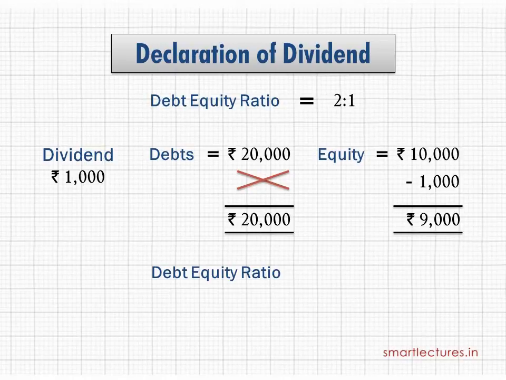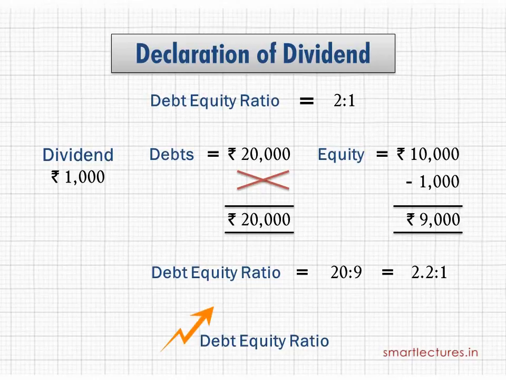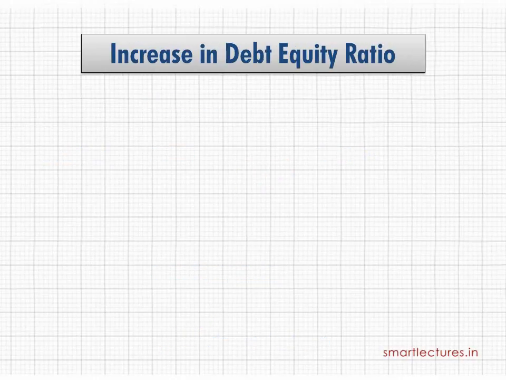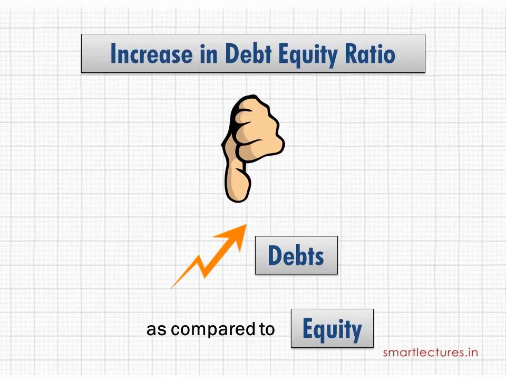So the new ratio will be 20:9, or I can say 2.2:1. It will increase the debt equity ratio. Not a good sign for the company. It means the company is going to increase the debts as compared to equity.